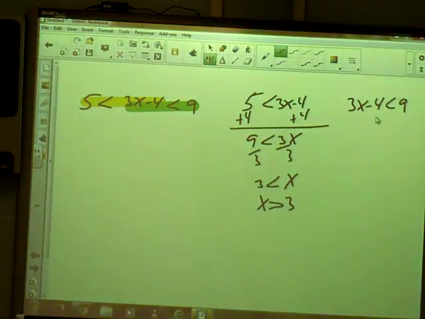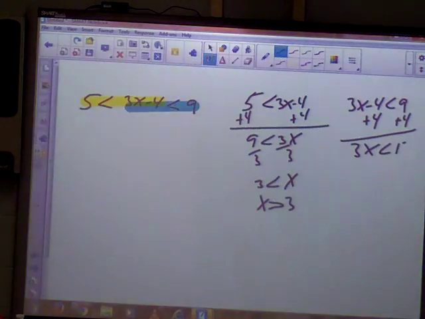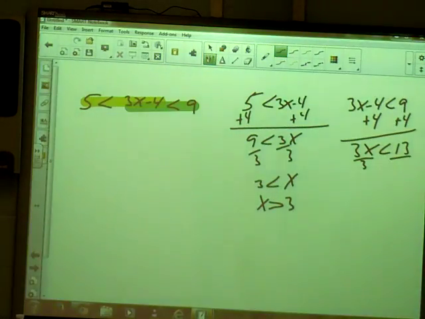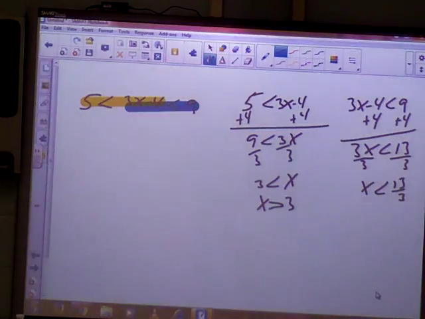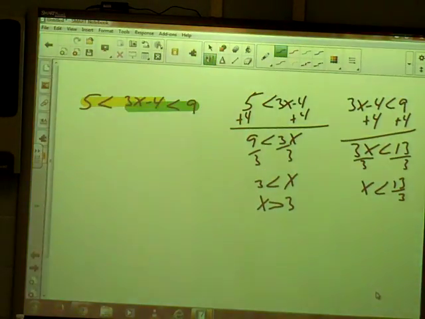Okay, what am I going to do first on this problem on the right? Add 4, same thing. 3x is less than 13. And then what am I going to do? Divide by 3. So I did the exact same two steps. Okay, I'm going to hold the number line and interval. We still got to do that. I'm going to hold that for later.